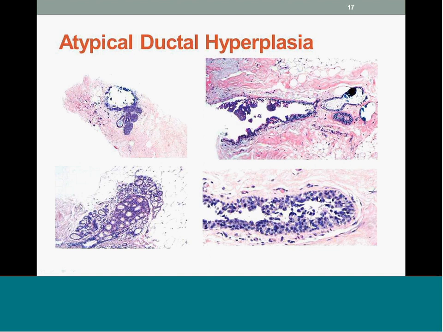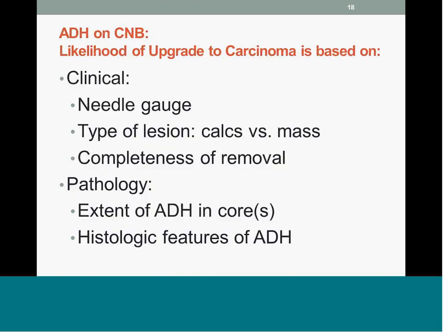And here's one where we start to see a little bit of cytologic atypia show up in this part of the screen. So all of these lesions are ones that fall short of an unequivocal diagnosis of DCIS but warrant excision. Now, the likelihood of upgrade to carcinoma is based on a combination of clinical and pathologic findings.